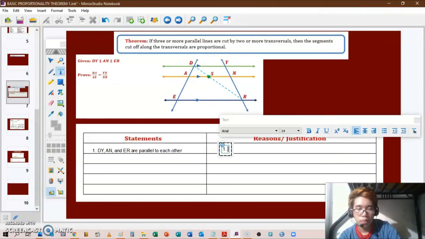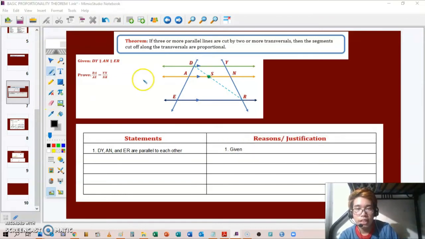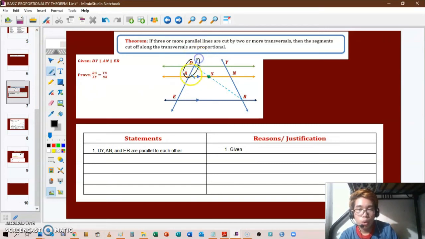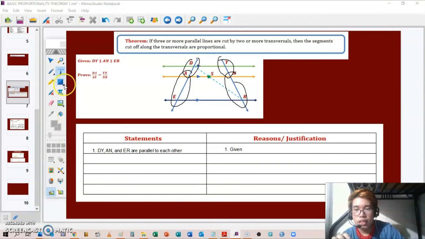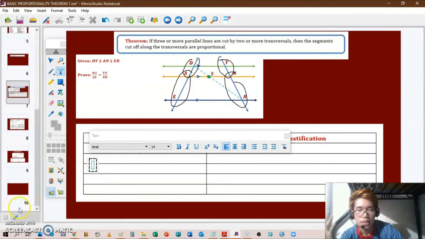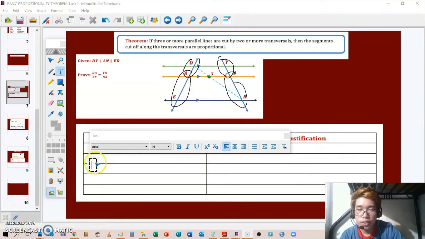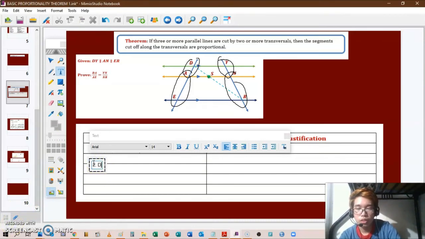For this problem, we would like to prove that DA over AE is equal to YN over NR. So their proportions, or the ratio, are the same. The ratio of DA and AE is equal to the ratio of YN and NR. Let's try the second statement. What can be our second statement for this problem? For the second statement, we can write: draw a line DR.